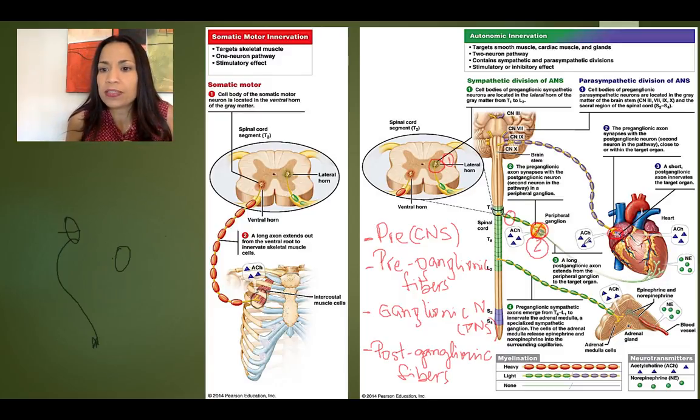Another difference that we are going to see is the type of neurotransmitters involved in the synapse. Okay, we already know that acetylcholine is the neurotransmitter released in somatic synapses, and it happens to be the same one released by the preganglionic neurons. We'll see later what happens with the other neurons.